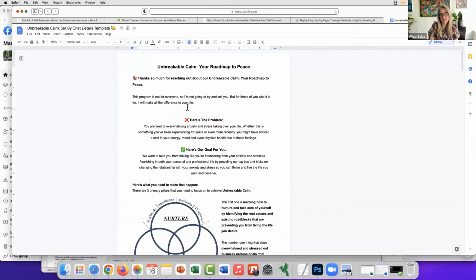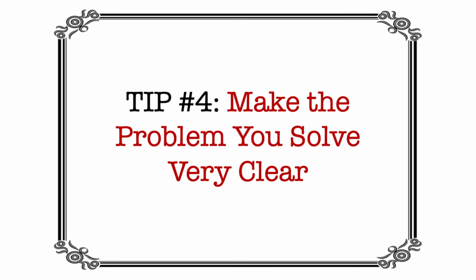And I kind of like that, right? It kind of breaks the ice as I'm just going to explain what I do. And it might not be for you, but then also says, if it is for you, this is the place you need to be. So I like how that's worded. Tip number 4, make the problem you solve very clear.